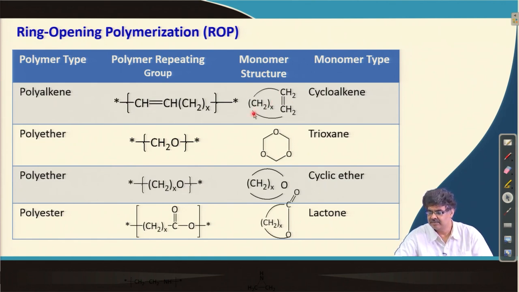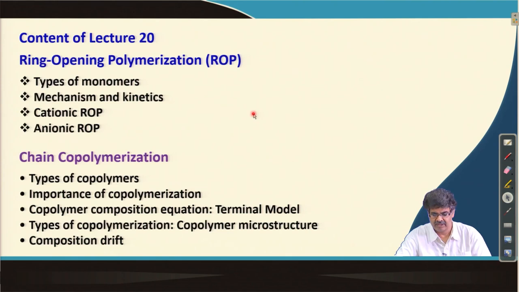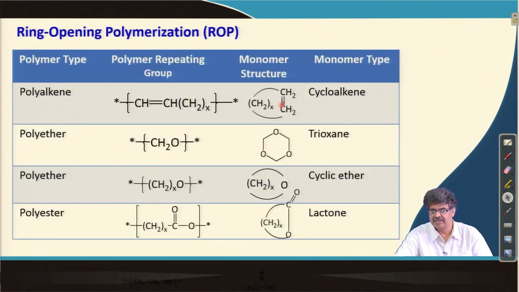if we go back, okay. For example, this is the monomer structure, a cycloalkene, and this ring opens to make a polyalkene polymer. If we have a monomer like this, on ring opening it can form a polyether type polymer. We can have other cyclic ethers which can be ring opened to form polyethers. This is a cyclic lactone which can be ring opened and polymerized to form polyester.